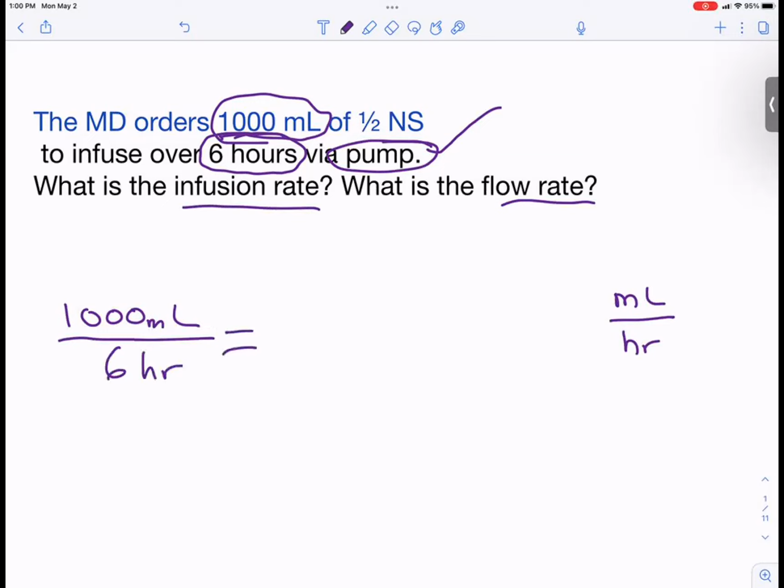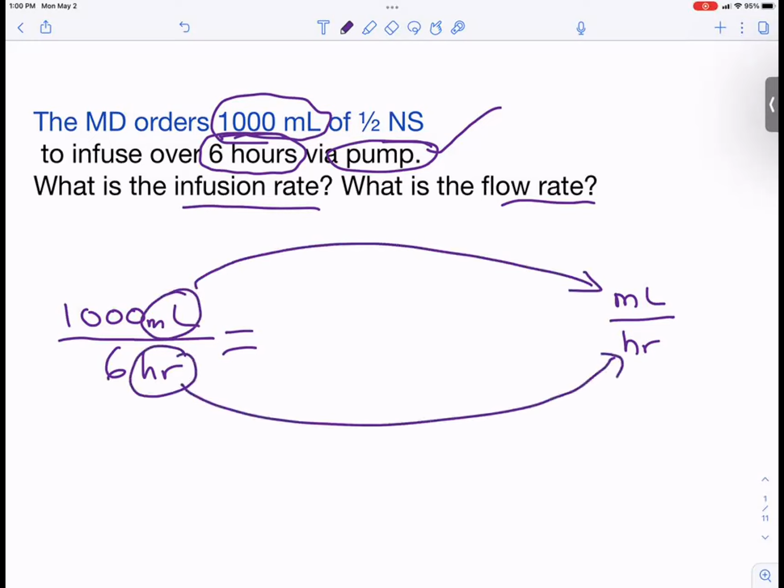So when we look and we set up our problems, we always want to get rid of the unwanted. But as you can see, we want milliliters in the numerator and hours in the denominator, and we already have that. So this is basically dividing 6 into 1,000. When we divide 6 into 1,000, we get an answer of 166.66. Remembering our rounding rules for IV fluids and anything greater than 10, so 166.6, the 6 is greater than 5. So the answer is 167 milliliters an hour, and that's what you will set your IV pump at.